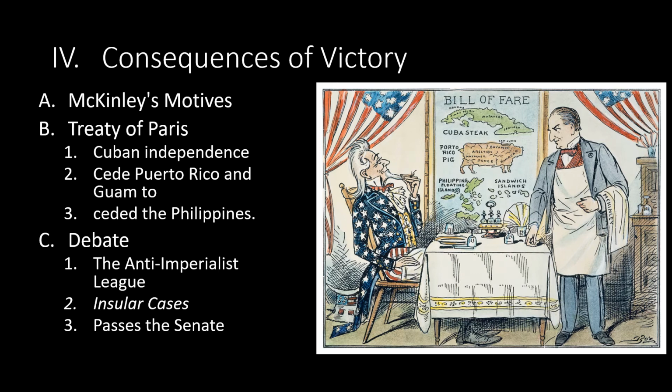The Treaty of Paris. The treaty included the following items. The armistice required Spain to accept Cuban independence. Spain would cede, which means to give, Puerto Rico and Guam to the United States. The Spanish also ceded the Philippines to the United States for $20 million, sparking a strong, bitter debate over imperialism.